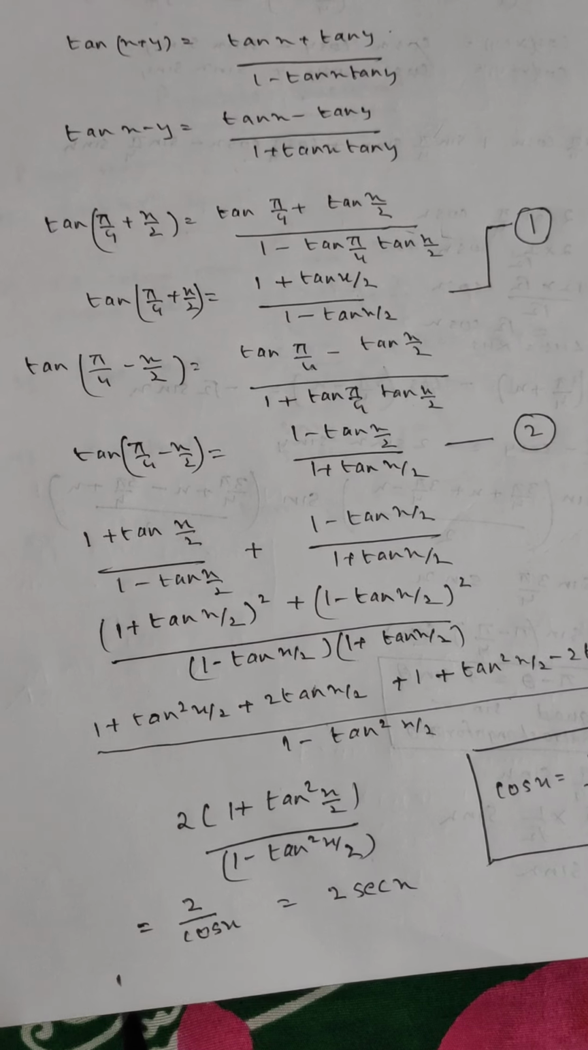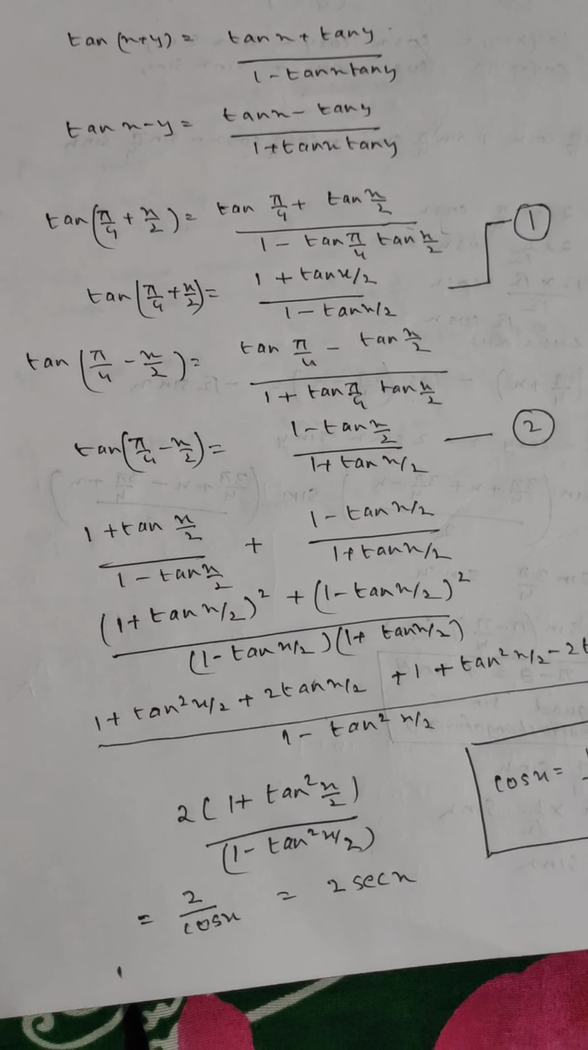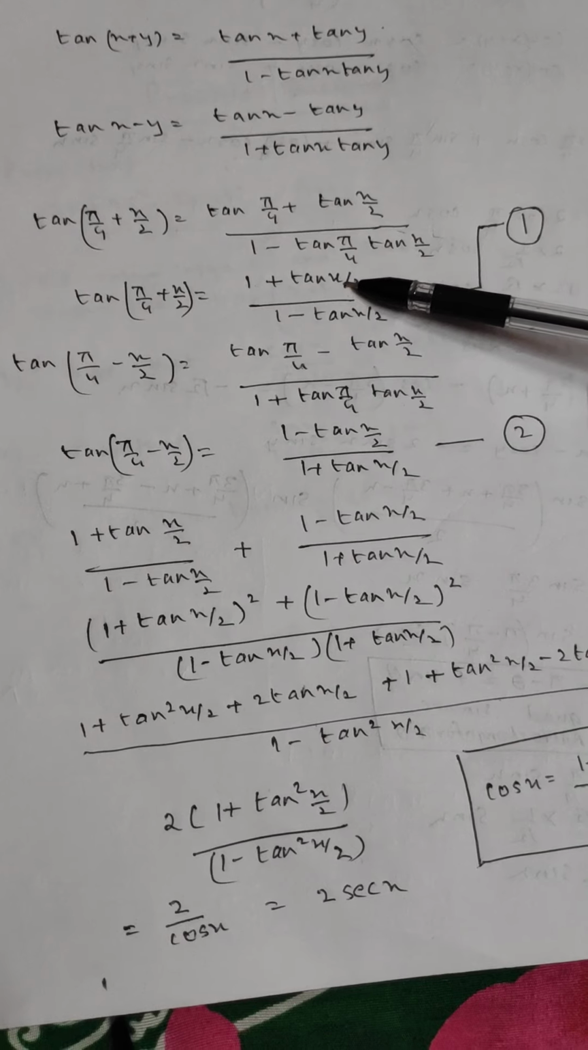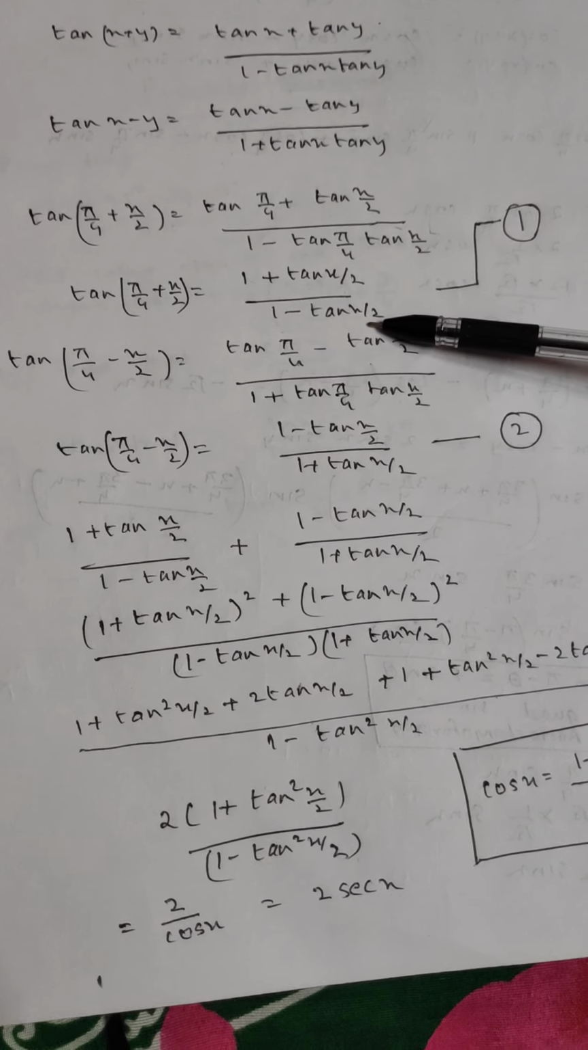Pi by 4 is 45 degrees, tan pi by 4 is tan 45, and tan 45 we know is 1. So this is going to reduce to (1 plus tan x by 2) upon (1 minus tan x by 2).